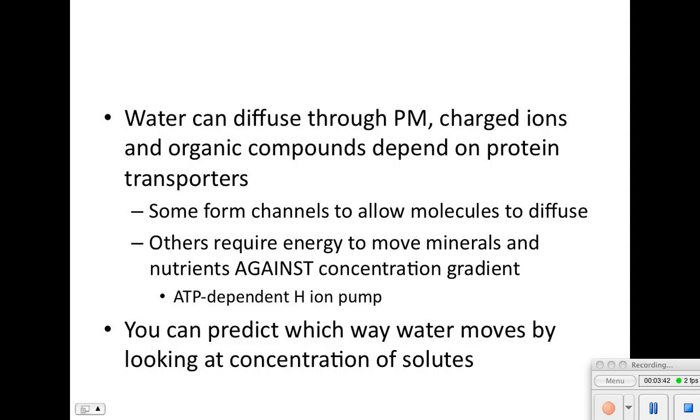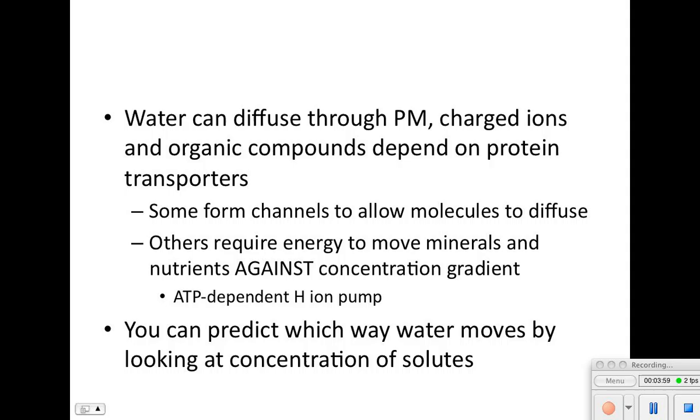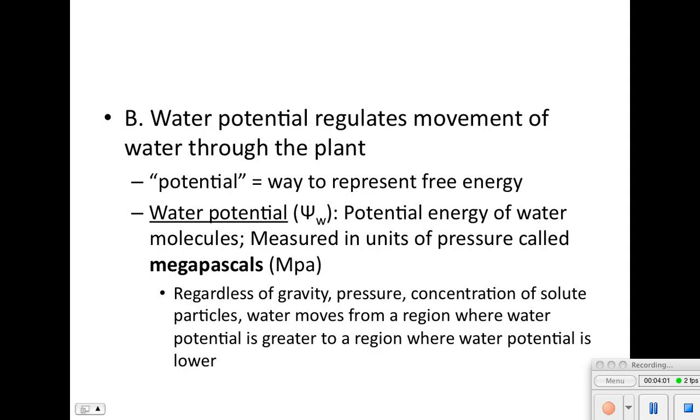And then you can predict which way water is going to move by looking at the concentration of solutes, so I'm going to go back to the slide. Because these values are lower compared to these, I did it again, didn't I? These values are higher compared to these values, then water will flow up towards the tree. Makes sense. Yep.